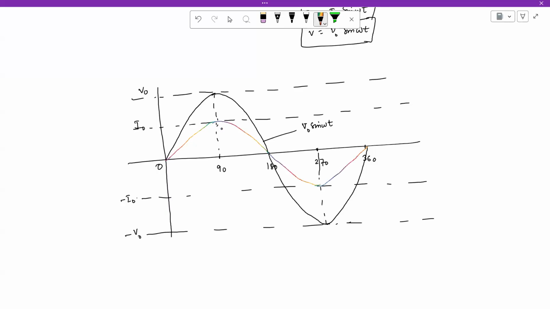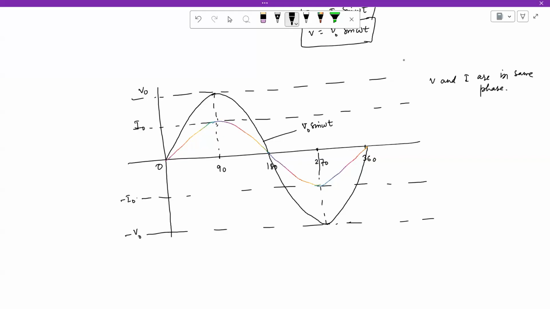But you see what is happening, that they are in the same phase. If it is increasing, this is also increasing. If it is decreasing, this is also decreasing. If this is decreasing and it starts increasing, this also starts increasing. So they have the same phase. V and I are in the same phase.